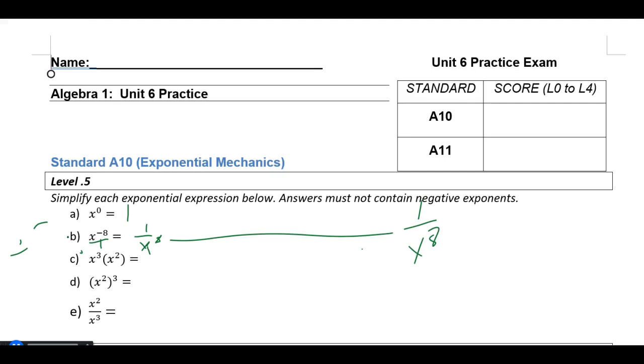Alright, next one, product rule. This says you have 3 x's being multiplied together with another 2 x's. So, you have x to the 5th.